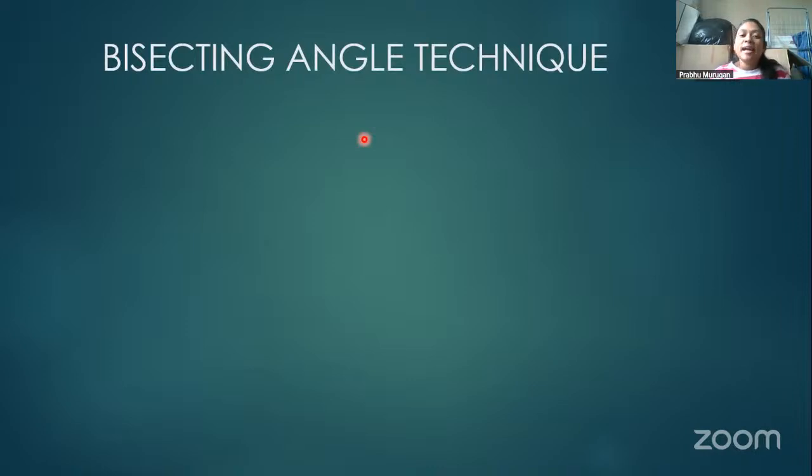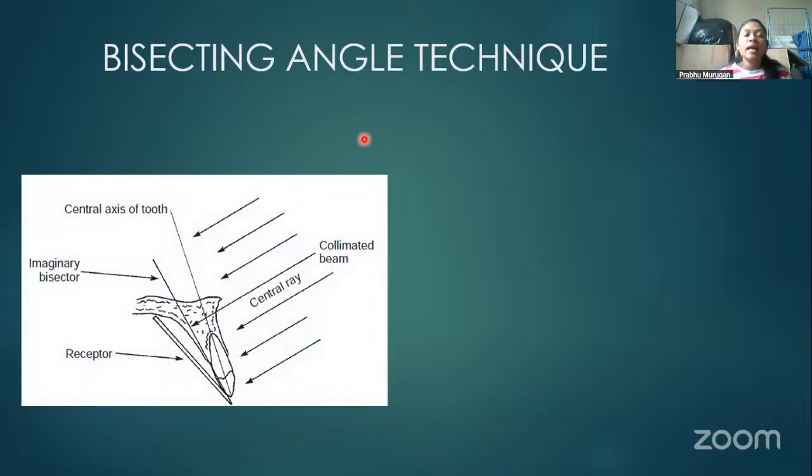Second thing is the bisecting angle technique. In the bisecting angle technique, the X-ray film is placed as close to the tooth as possible, and you ask the patient to hold it, or sometimes even you hold the film. Here it is completely imaginary: a triangle is formed between the central axis of the tooth and the receptor. The rule followed here is Cieszynski's rule of isometry. So two isometric triangles are formed between the central axis of the tooth and the receptor.